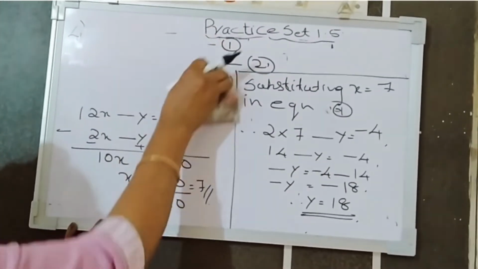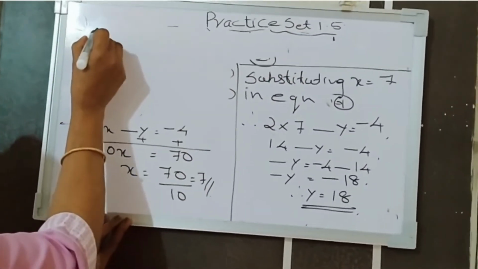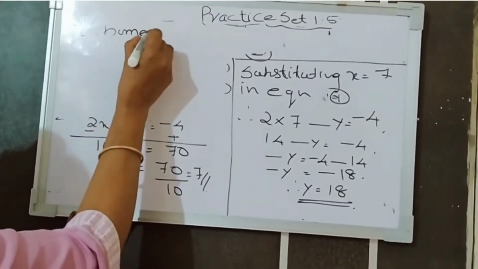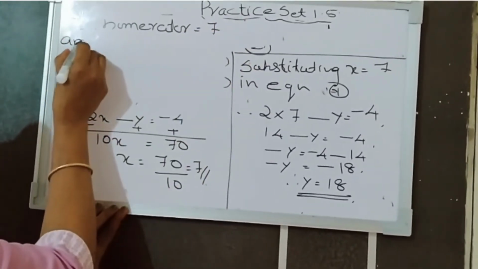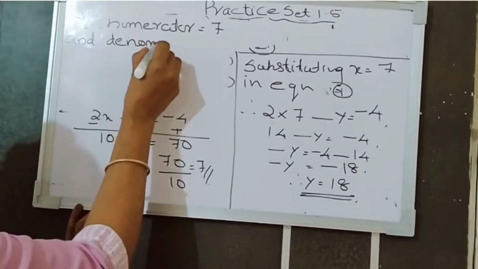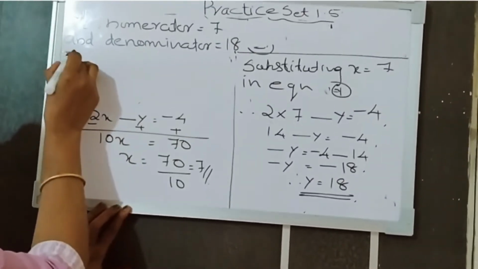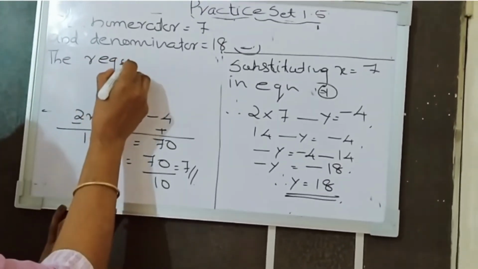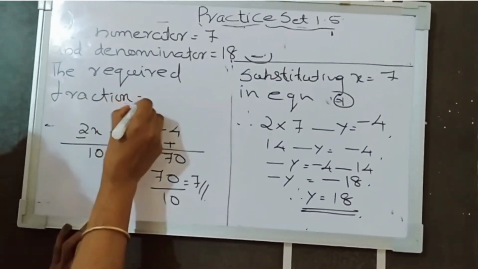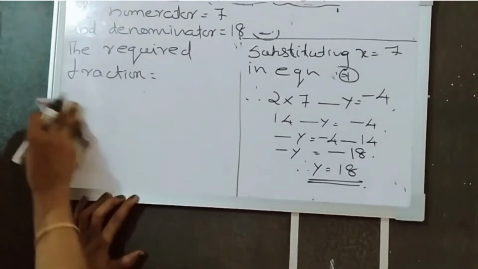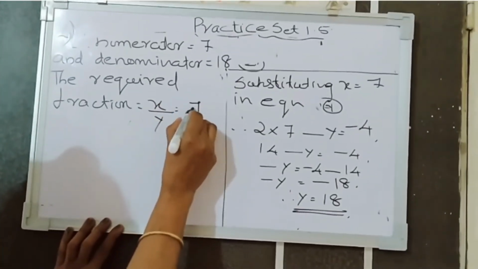Therefore, the fraction is x upon y. Therefore, the required fraction: numerator is x, equal to 7, and denominator is equal to 18. Therefore, the required fraction is numerator upon denominator, x upon y, equals 7 upon 18.